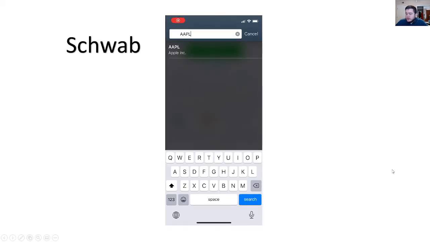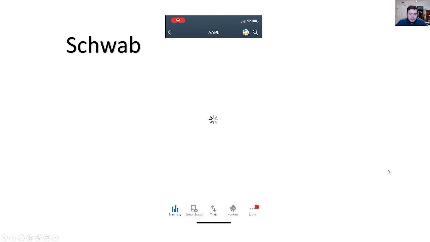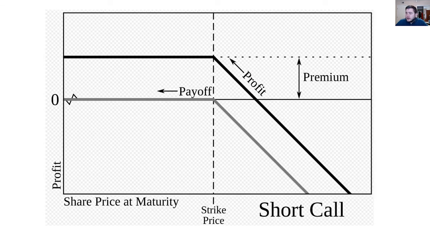All right, so now that we've gone over how to do it in both Robinhood and Schwab, let's talk about some textbook knowledge over this. Now, earlier I said you had to have buckets of 100 underlying shares to write covered call options. Let's talk about these numbers, what they mean.